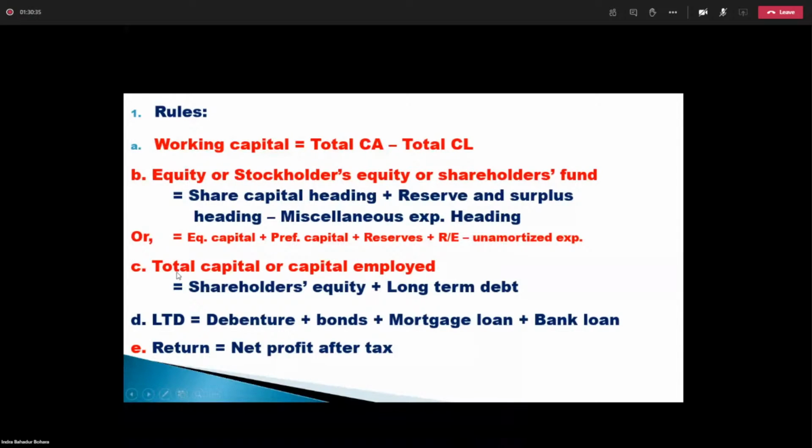And the next one is total capital. Another point is total capital or capital employed. You must know how to calculate total capital, which is also called capital employed. So it is shareholders equity or stockholders equity plus long-term debt.